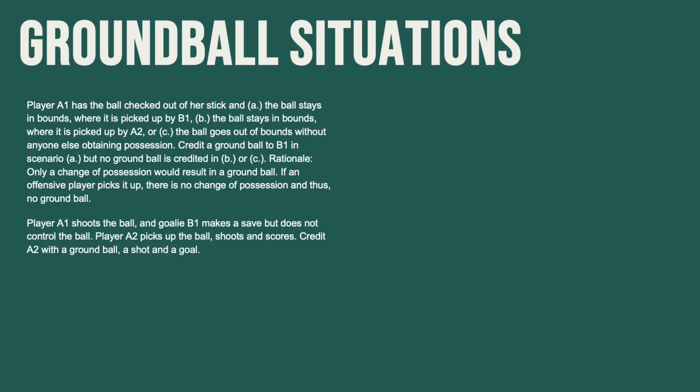Player A1 shoots the ball, and goalie B1 makes a save but does not control the ball. Player A2 picks up the ball, shoots, and scores. Credit A2 with a ground ball, a shot, and a goal.